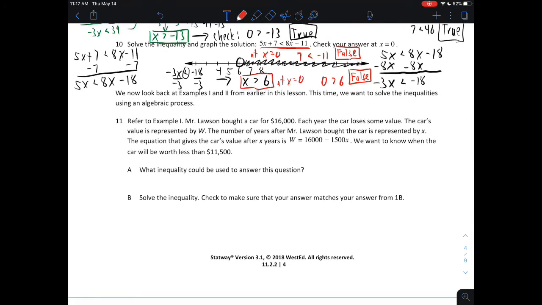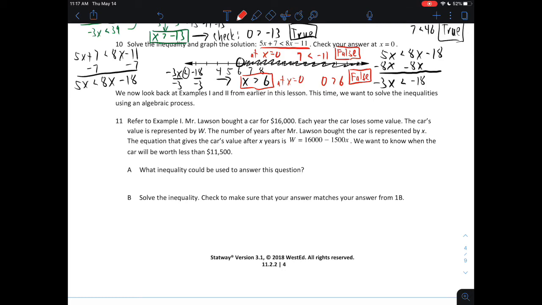Mr. Lawson bought a car for $16,000. Each year, the car loses some value. The car's value is represented by W. The number of years after Mr. Lawson bought the car is represented by X. The equation that gives the car's value after X years is W is equal to 16,000 minus 1,500X.